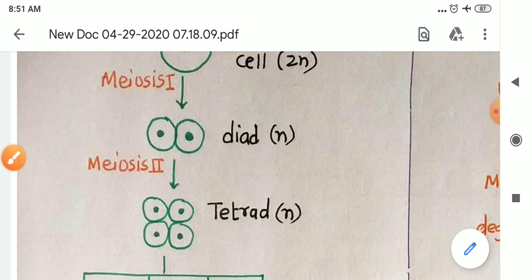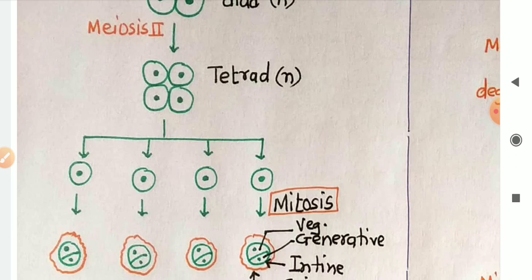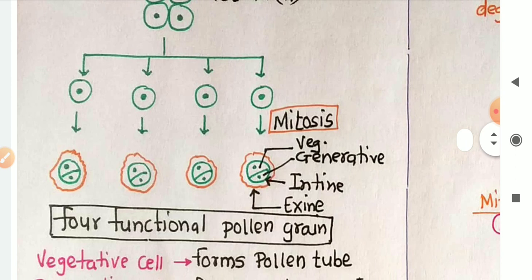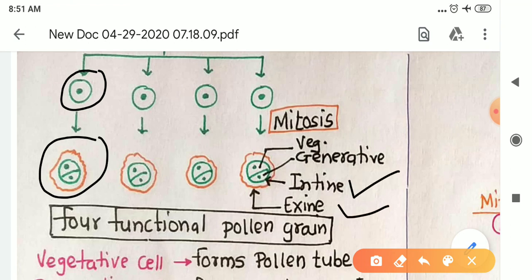So once you have the tetrad, all of these 4 cells get separated and maturation takes place. This maturation is nothing but the process of differentiation, where each immature pollen grain develops into a mature one. It means that the pollen grain will have a cover of 2 important layers. One is the intine and the other is the exine. The outermost layer is called the exine and the inner layer is called the intine.